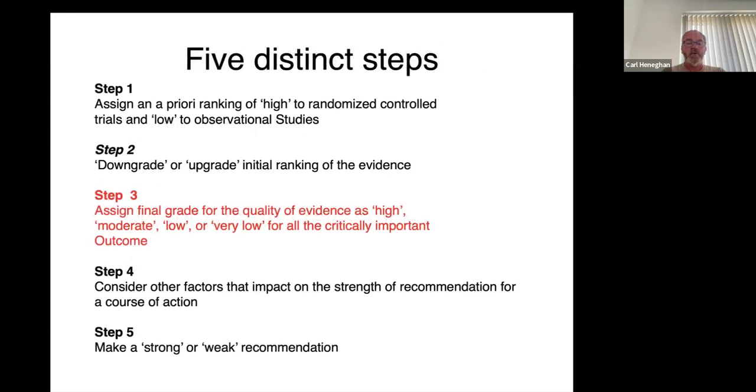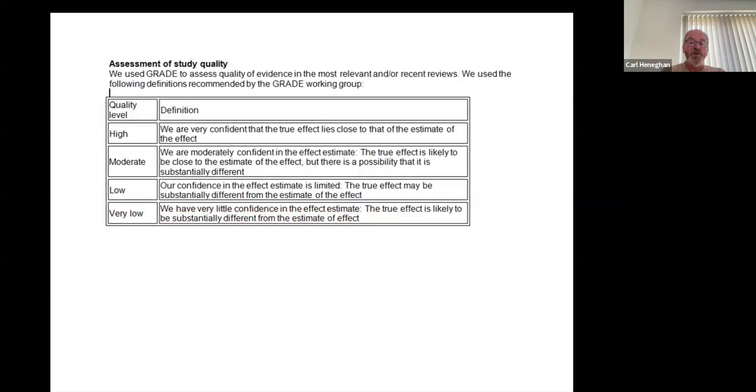Now, you assign a final grade to the evidence: high, moderate, low, or very low for all the critically important outcomes. When you do that, I've just gone through these. High, we are confident, going right down to very low, we have very little confidence. And so there's a grade about the confidence in your evidence.